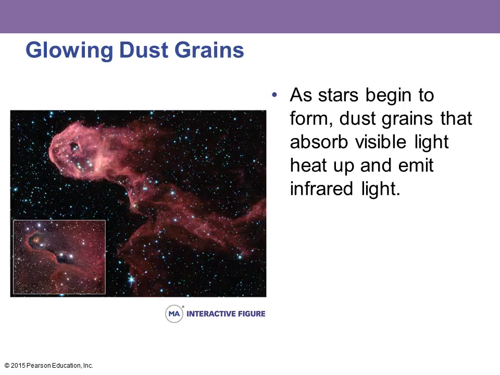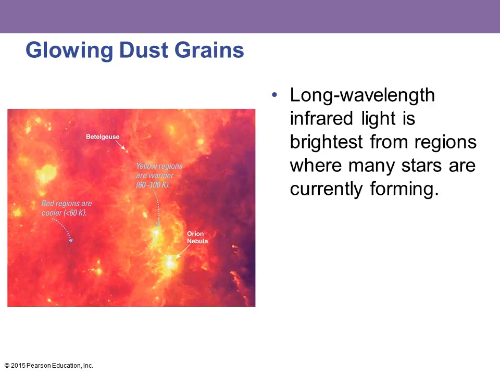As stars begin to form, the dust grains that absorb the visible light will heat up and emit infrared light. So there might be a star somewhere in this cloud that's actually illuminating the gases in front of it. We can get some long infrared light shining from these regions where stars are forming. So that's an indicator of a star birthplace: long wave infrared light.